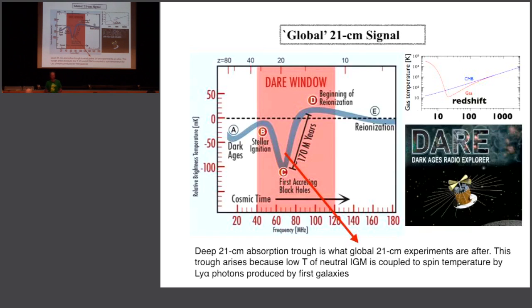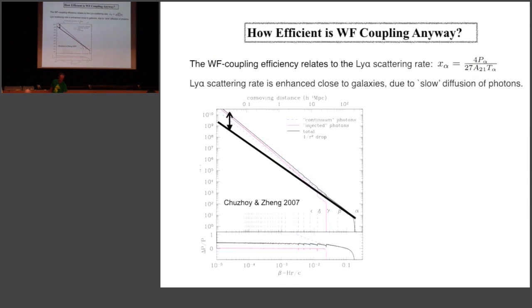Right, but in any case, Lyman-alpha scattering is crucial for setting this signal, right? Now what sets this Lyman-alpha scattering rate are, of course, the first stars and galaxies, right? And we know that as these first stars turn on, these Lyman-alpha photons start diffusing away through the neutral IGM, away from these first stars and galaxies, until they stream freely, right?